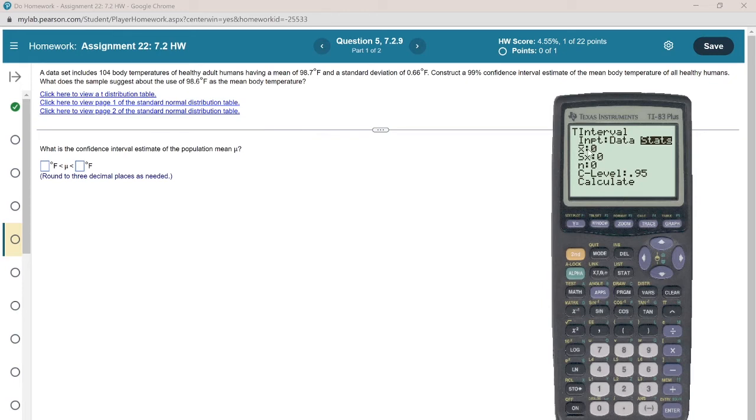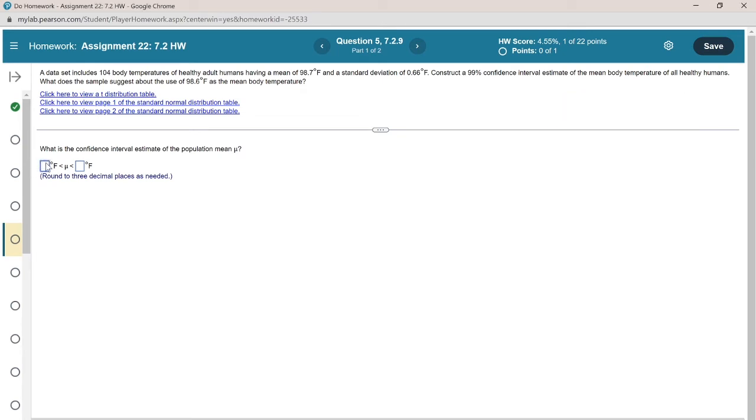go down and give the mean, which in this case is 98.7, and then the standard deviation for the sample, which is 0.66, and the value of n is 104, and then the confidence level we need is 99%. If you go down here, it's going to calculate your confidence interval. Okay, so that's the command you can use. This is our confidence interval, 98.53, and go up here.